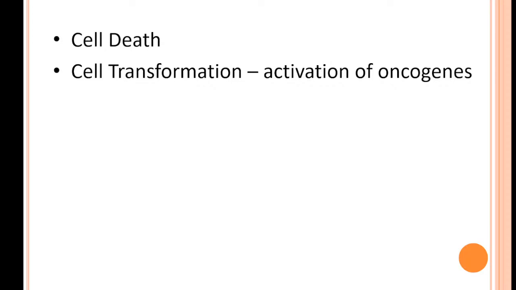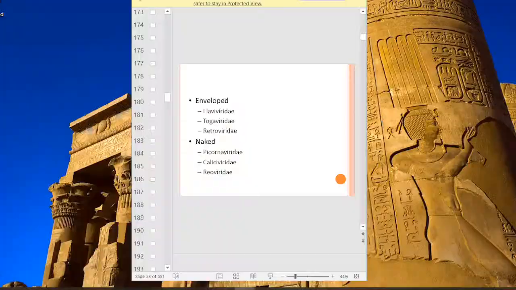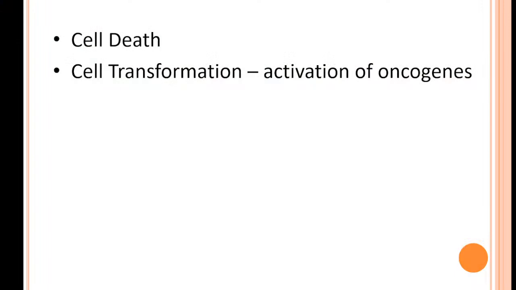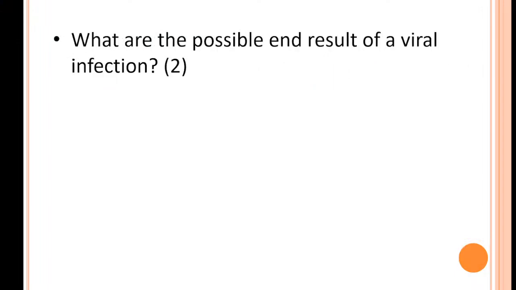Kaposi sarcoma is actually one of the effects in a chronically ill HIV patient who has developed AIDS. The CD4 cells aren't able to clear the virus from the body, and the oncogenes are being activated. So that's the main thing you need to remember in terms of viral infection: there are two possible end results.